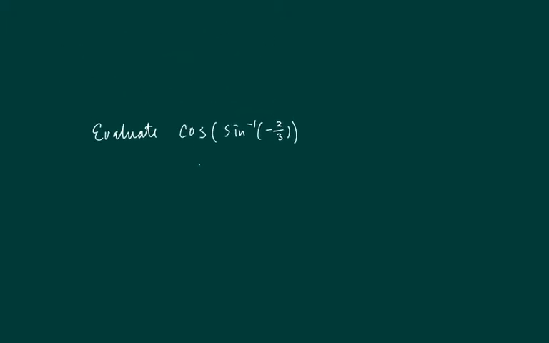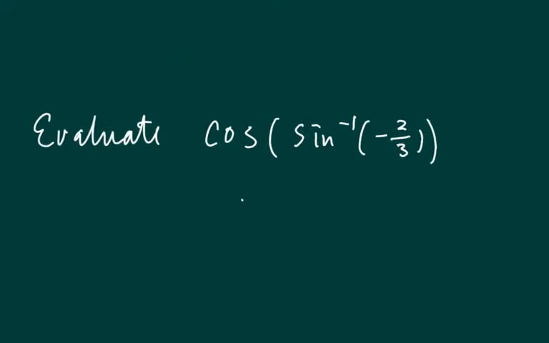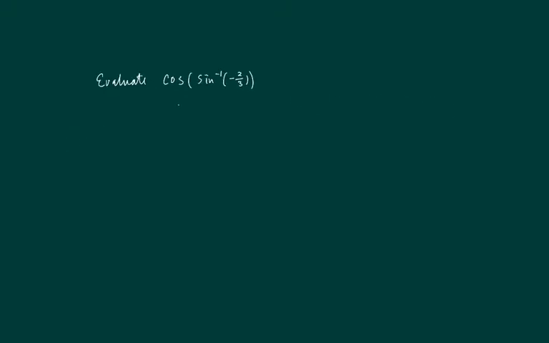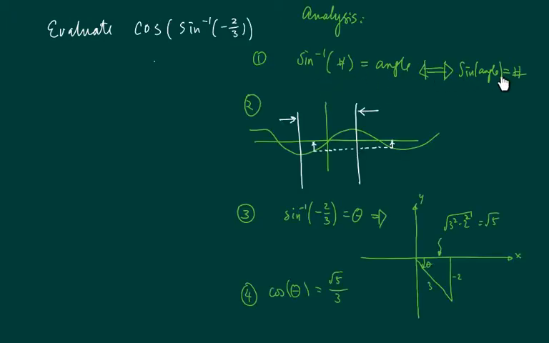Here's a really common problem that shows up on the trig final. It's asked to evaluate a cosine of inverse sine. So let's do a quick analysis and see how we go about solving this one. The analysis looks something like this.